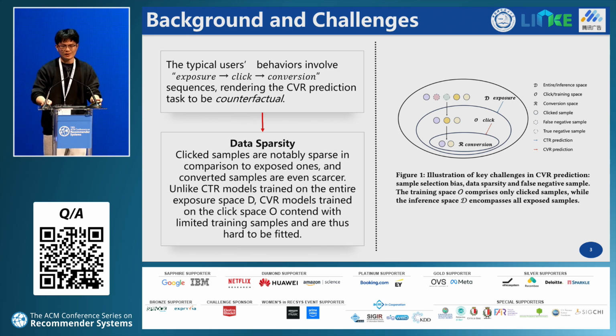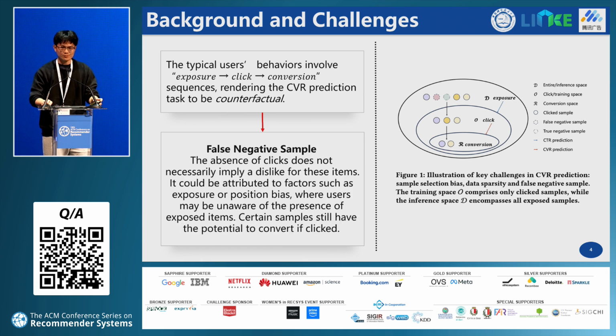And the second is data sparsity, because compared to the entire space, the samples of the click space are far more sparse, like maybe 2% or 0.2%. And the third problem we call the false negative sample. Because imagine this. Do we really think the absence of clicks necessarily implies a dislike for these items?